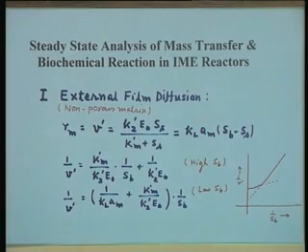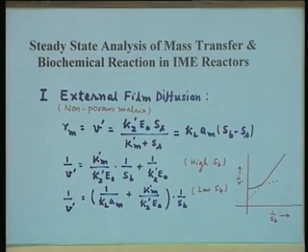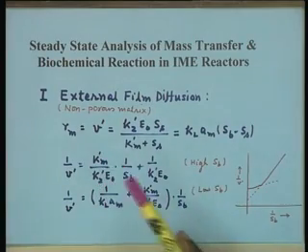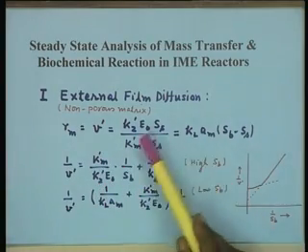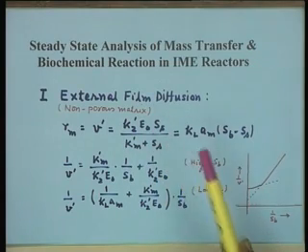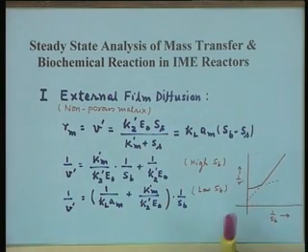So, we have been discussing so far the steady state analysis of mass transfer and biochemical reaction in immobilized enzyme reactors, and as we discussed yesterday about the external film diffusion, that is in cases where we consider non-porous matrices under steady state condition, the rate of mass transfer can be equated to that of rate of biochemical reaction, and then by a step by step analysis one can come under two extreme conditions.